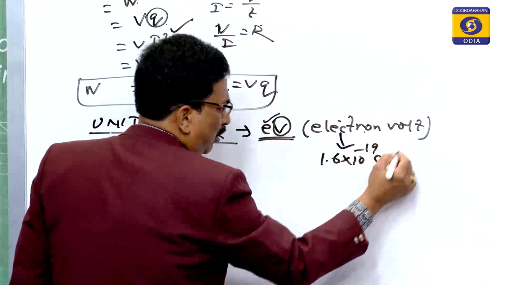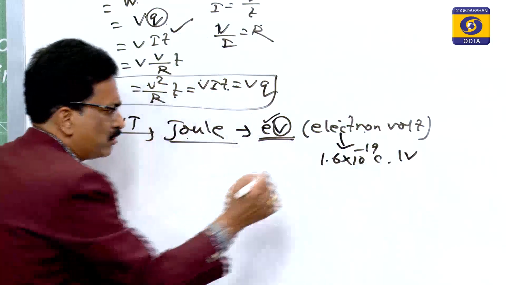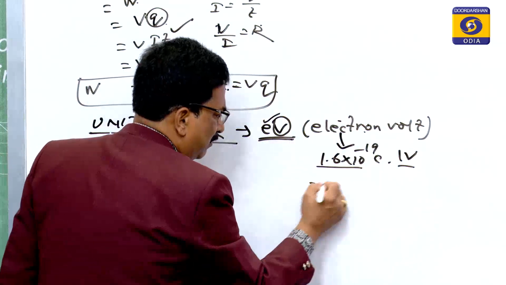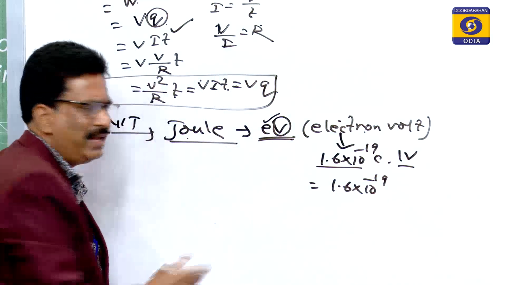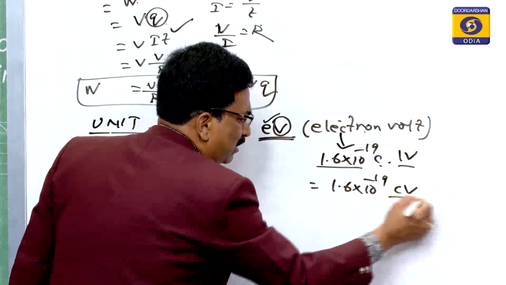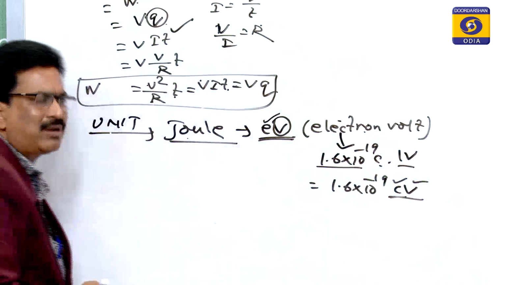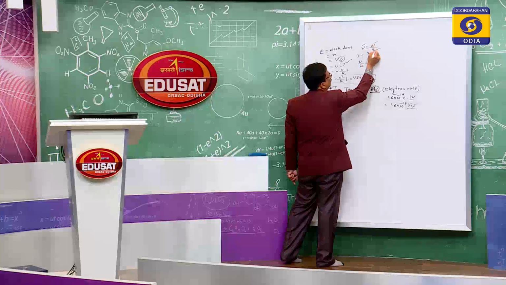And this is the volt, I said that is 1 volt. So here it is the number, here it is the number. If we multiply the number with the number, it is 10 to the power of minus 19. Then comes here the CV, where C means the coulomb and V means the volt. You see V is equal to W by Q.